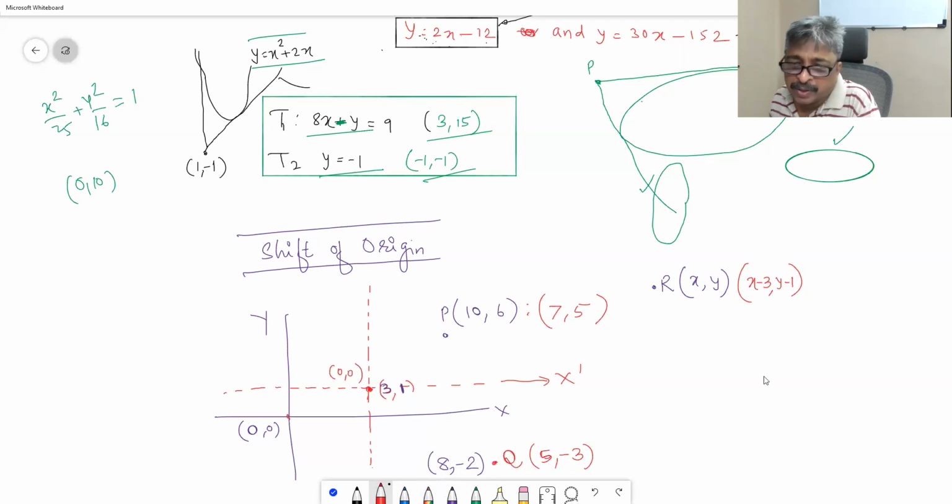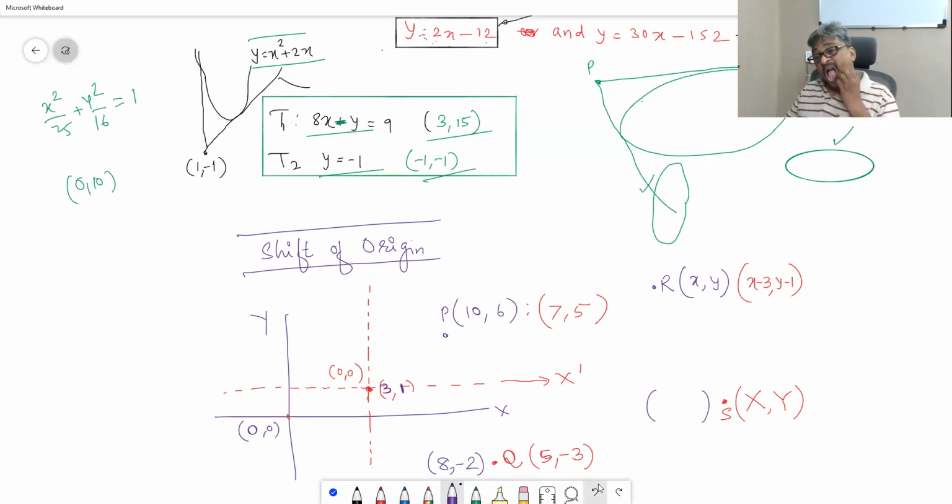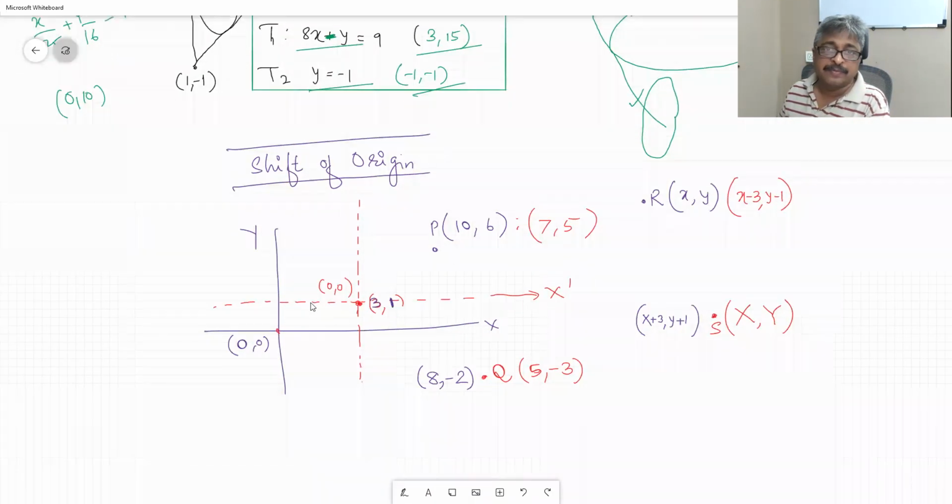If the new coordinates of S are capital X comma capital Y, then its old coordinates are x plus 3, y plus 1. Correct?